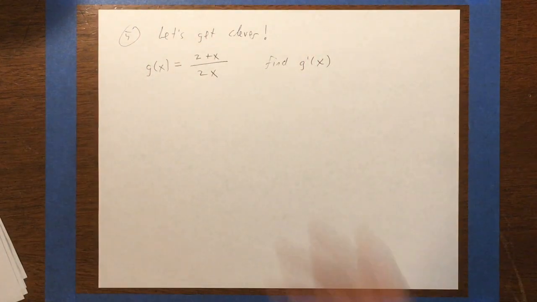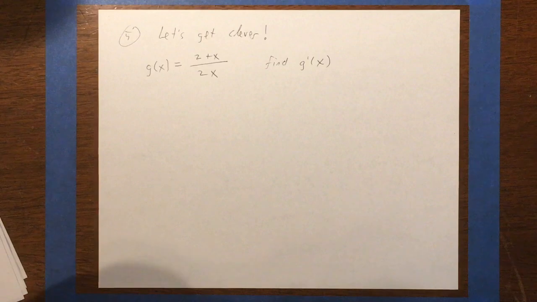Well, this is something. Looks like a type of function we haven't learned how to deal with yet. This is a rational function, right? It's got a polynomial in the numerator and denominator. And when you have a function divided by another function, we haven't learned yet how to take a derivative of that. So this on the surface looks like something that we don't know how to do.